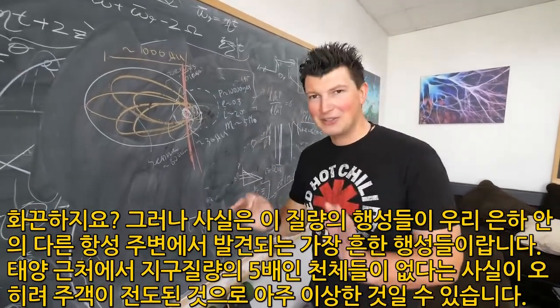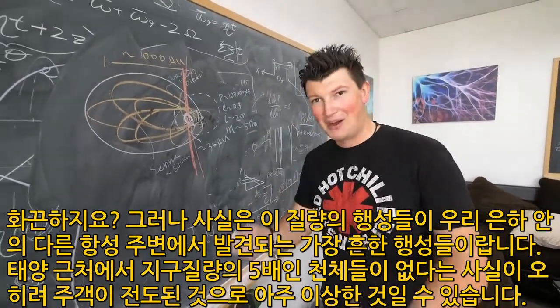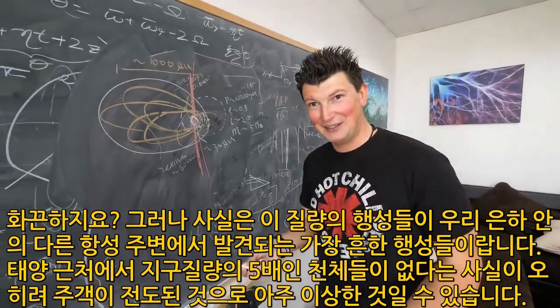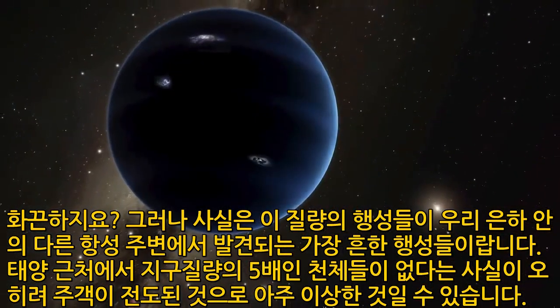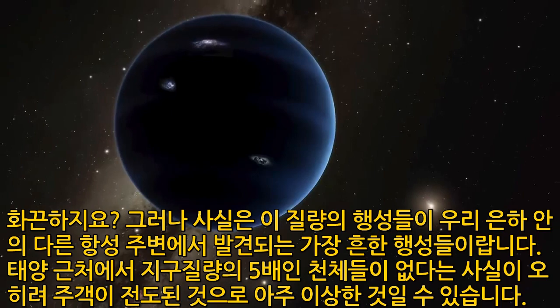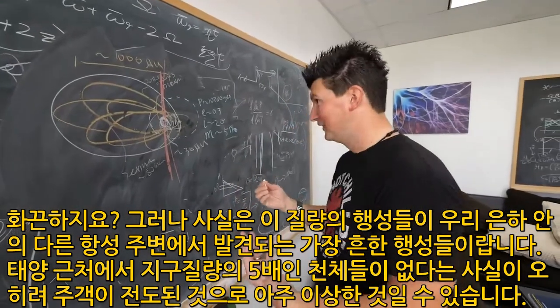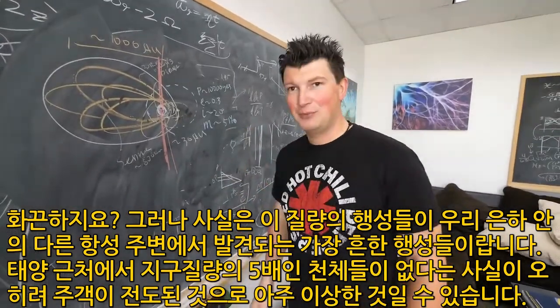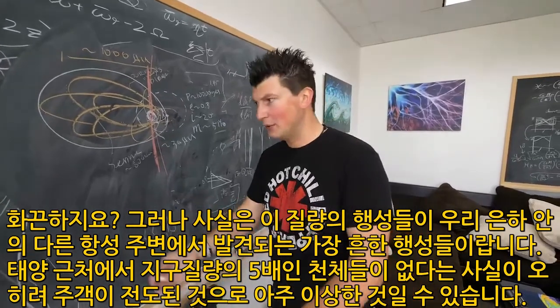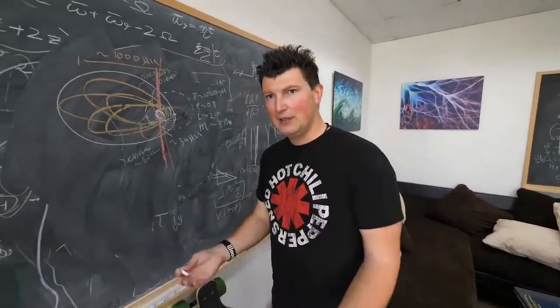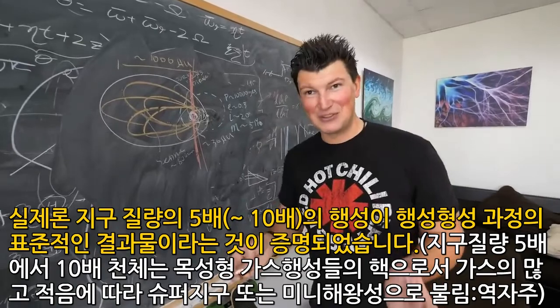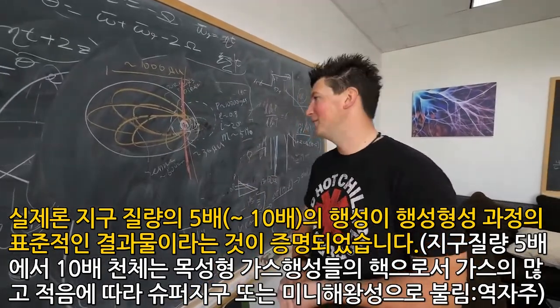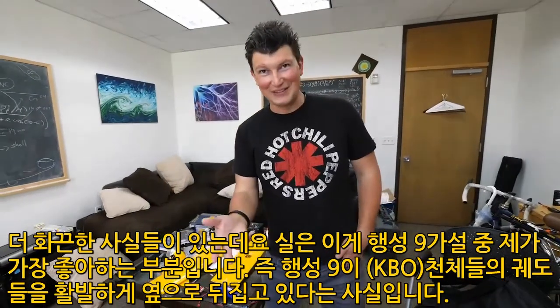Is it wild? Actually, it turns out this is the most common type of planet in the galaxy that we have discovered around other stars. It may be reversed. The fact that the solar system doesn't host an object which is 5 Earth masses closer to the sun is actually kind of weird. Indeed, 5 Earth masses, as it turns out, is kind of a standard outcome of planet formation. There are more wild things out there, okay?